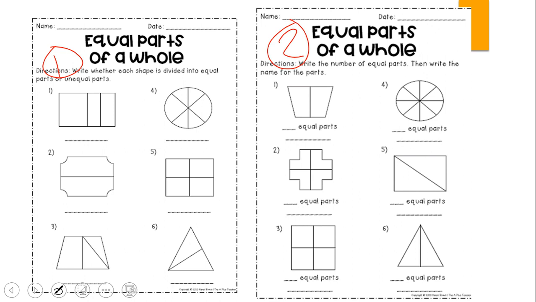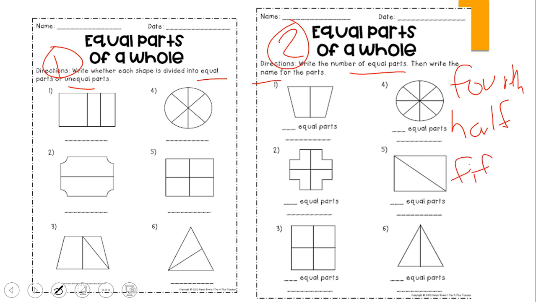For page 1, all you need to tell me is if it's equal or unequal. For page 2, it's a little bit more complicated. So you need to tell me how many equal parts there are, and then you're going to write the name. And remember, name is like 1/4, half, 1/5, okay? Things like that. So that's what you need to write for the name, because you don't know how many is colored. You're just telling me how many equal parts there are.